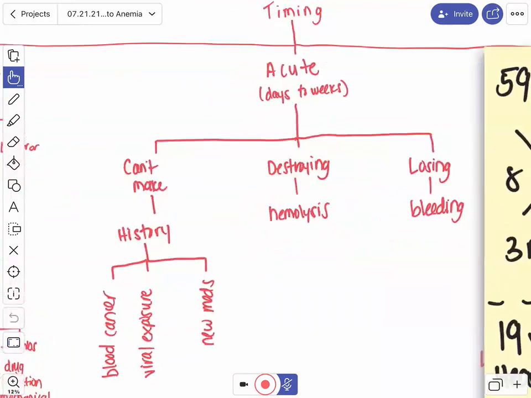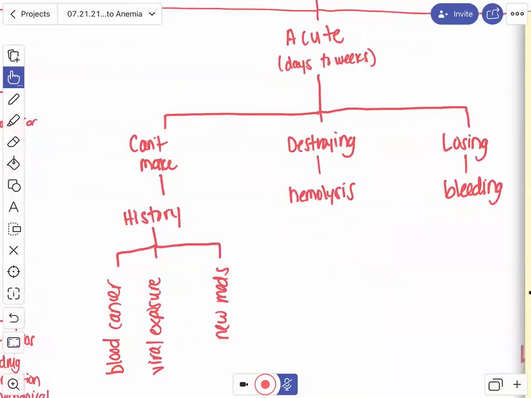For people who can't make, I think about, do they have a primary blood cancer? And so things that will clue you into that is, are other cell lines affected? What's their clinical history? Are they losing weight? They have fatigue, they have lymphadenopathy, or evidence of DIC. I also think about viral exposures. So what's the classic virus that can cause a temporary aplastic anemia in people? Yeah, parvo. So you have your person who's a daycare worker, they were sick with the viral illness, they come in with a rash and low blood counts.